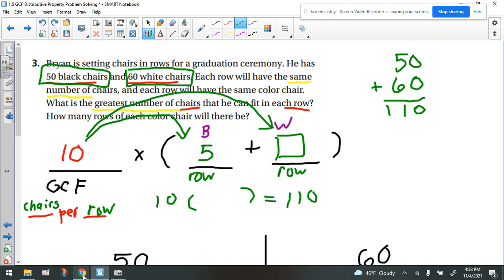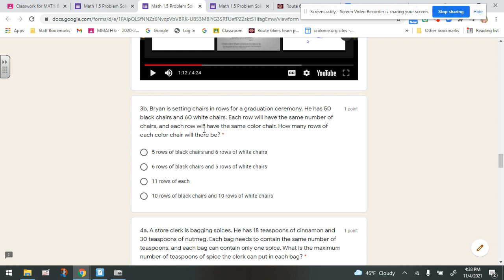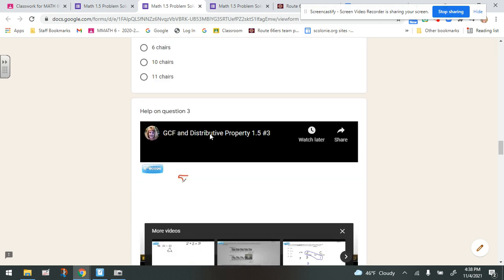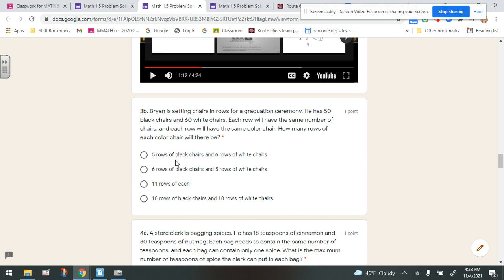Now, the other thing that I want you to be careful about, if you look at question 3, there's 3A and then there's 3B. 3A is just asking you for the GCF, but 3B is asking you to identify the number of chairs and what color. So be careful because you may look at this question. This has a 5 and a 6. This has a 6 and a 5. You want to pay attention to the color of the chairs. Be very careful. All right, good luck finishing that up.